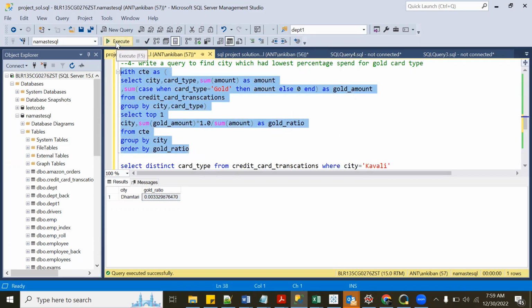Can I use the NVL function here? Yeah, NVL also we can use. But I think in SQL Server we don't have NVL, so you can use isNull or coalesce function. Okay. Yeah. Thank you.